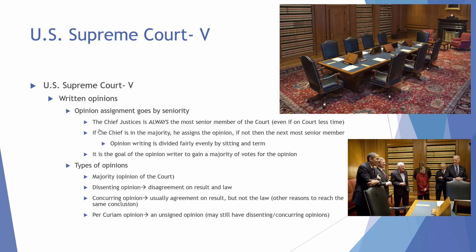But types of opinion: majority. It's the opinion of the court. It means you have 5 votes or more. A dissenting opinion, you disagree on the result and the law. A concurring opinion, it depends. It depends if it says concurring, or concurring in judgment, or concurring in result. It usually means that if it just says concurring in judgment, you agree on the result but not the law. So you reach the same conclusion, but you get there a different way. Now, a per curiam decision is an unsigned opinion.